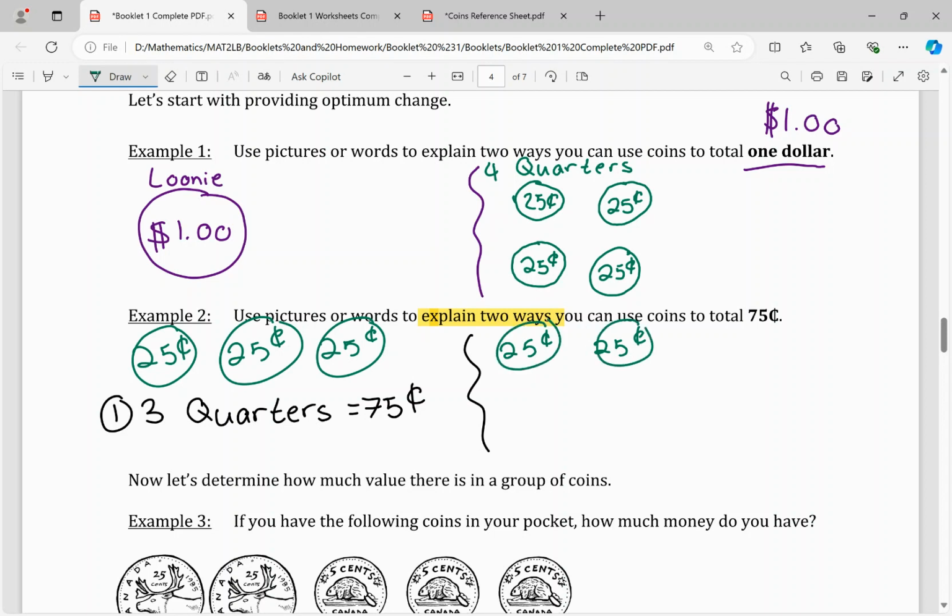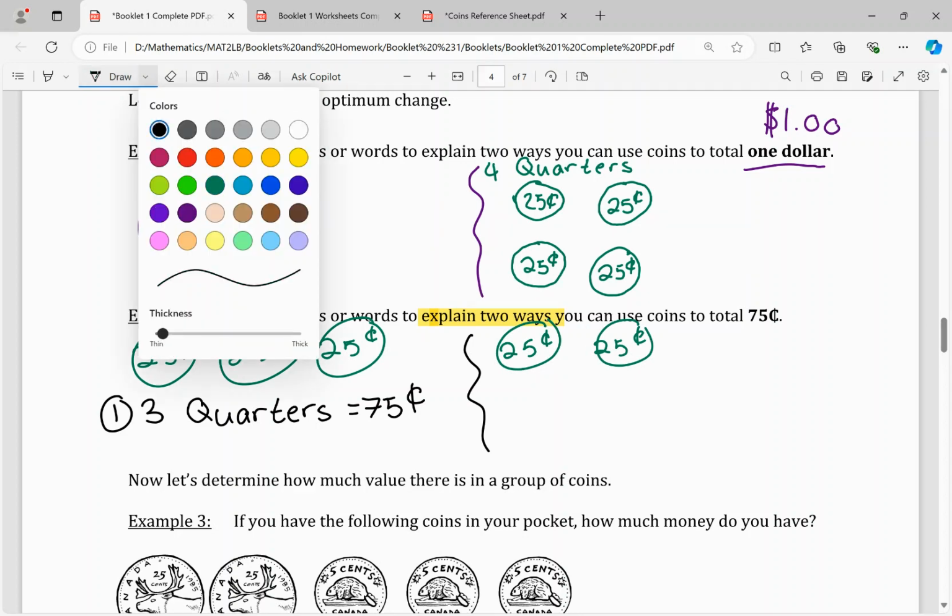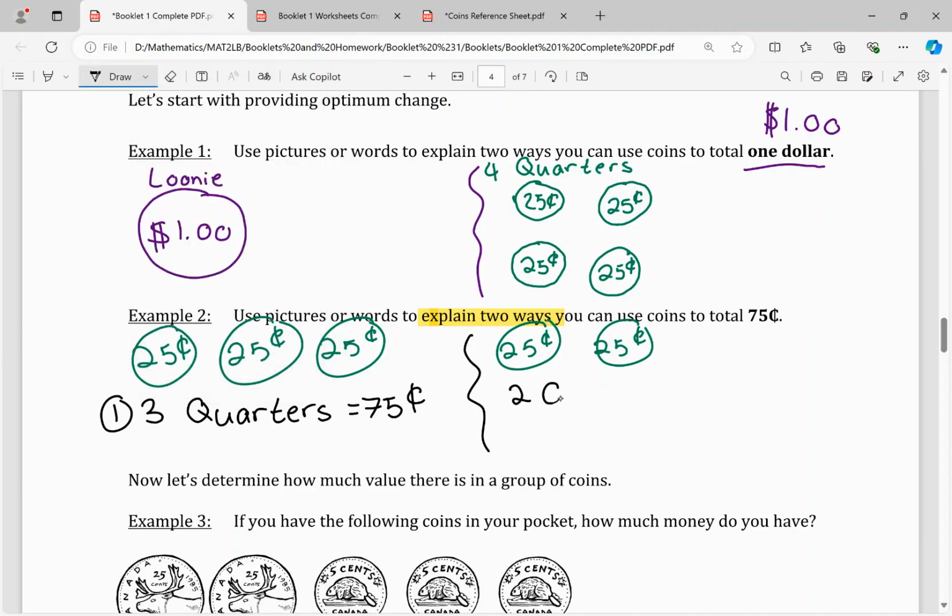So far, we're at 50 cents. Let me just write that down. 2 quarters equals 50 cents. So we need to make it all the way up to 75 cents, but we can't use another quarter.